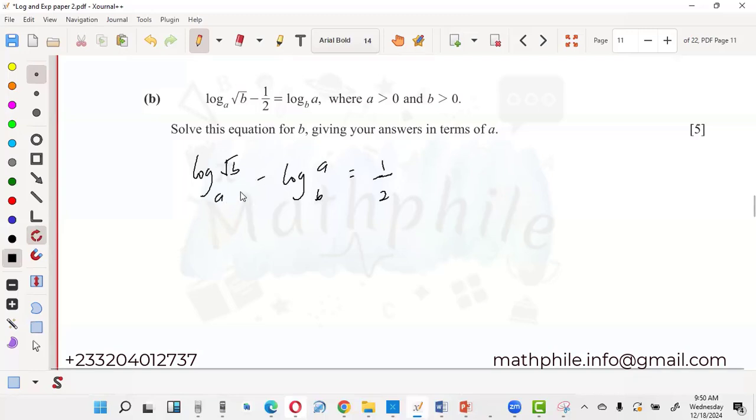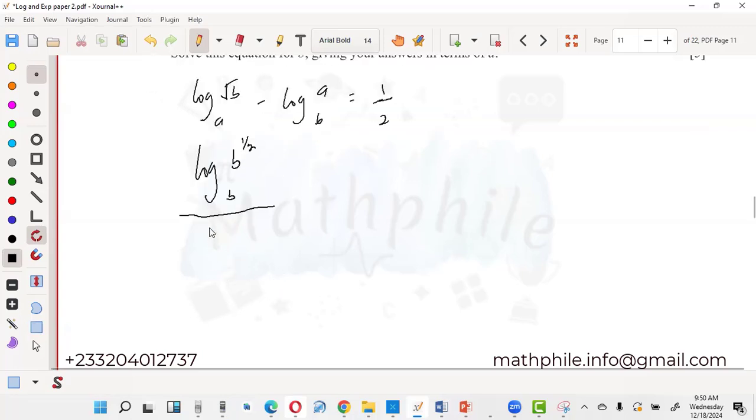So I changed log A square root of B to base B. That would be a little bit complicated. It will be log base B of B raised to the power 1 over 2, over log base B of A. So we want it that way instead. We change this one to base B. So B raised to the power 1 over 2 base B over A base B, minus A base B equals 1 over 2.